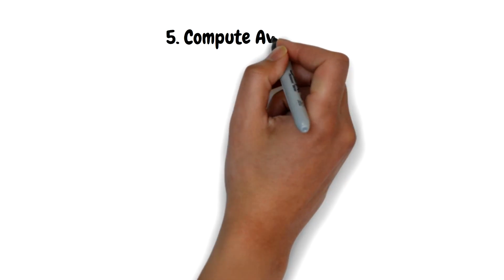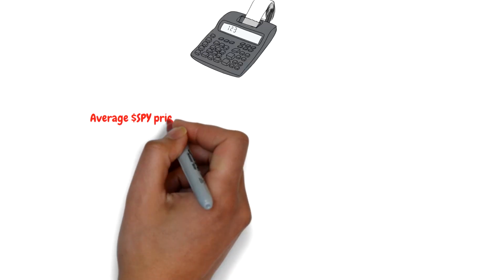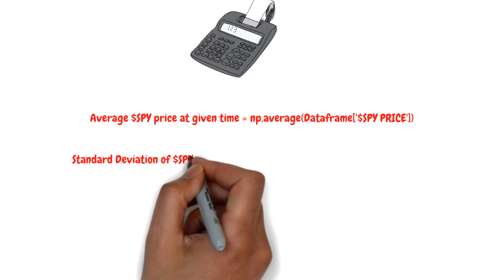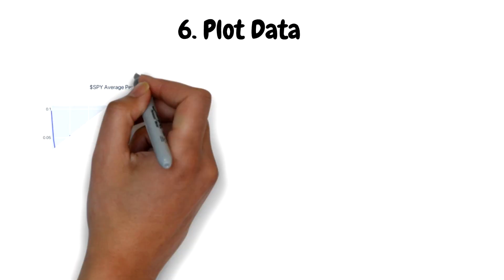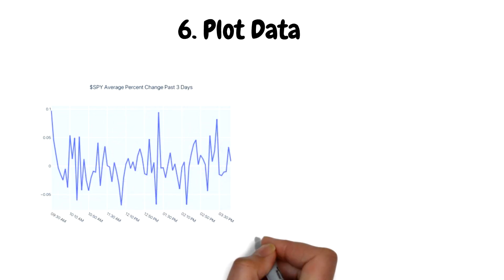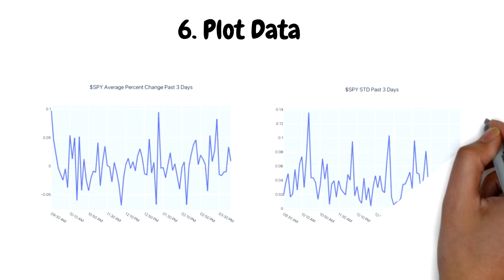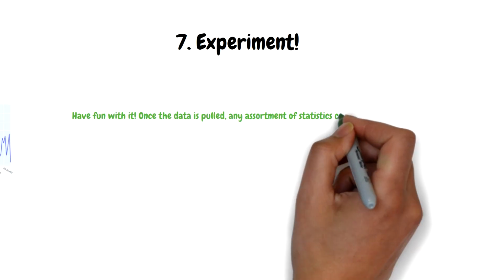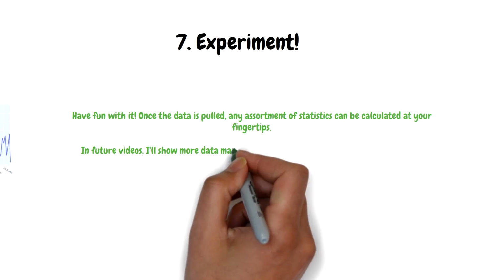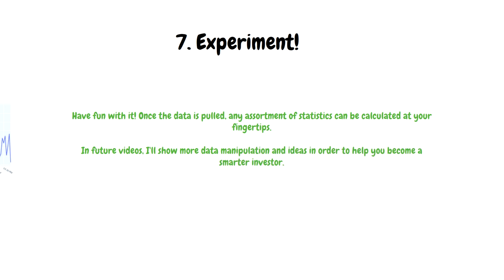Step 5 involves calculating the average and standard deviations for each of the individual data frames. We can do this through NumPy. After computing these values, we can plot out the data to view valuable insights on how SPY has behaved for the past time interval you had specified in the data pool. Next, have fun with it. This is where we can get creative. We're going to expand on different concepts in future videos.